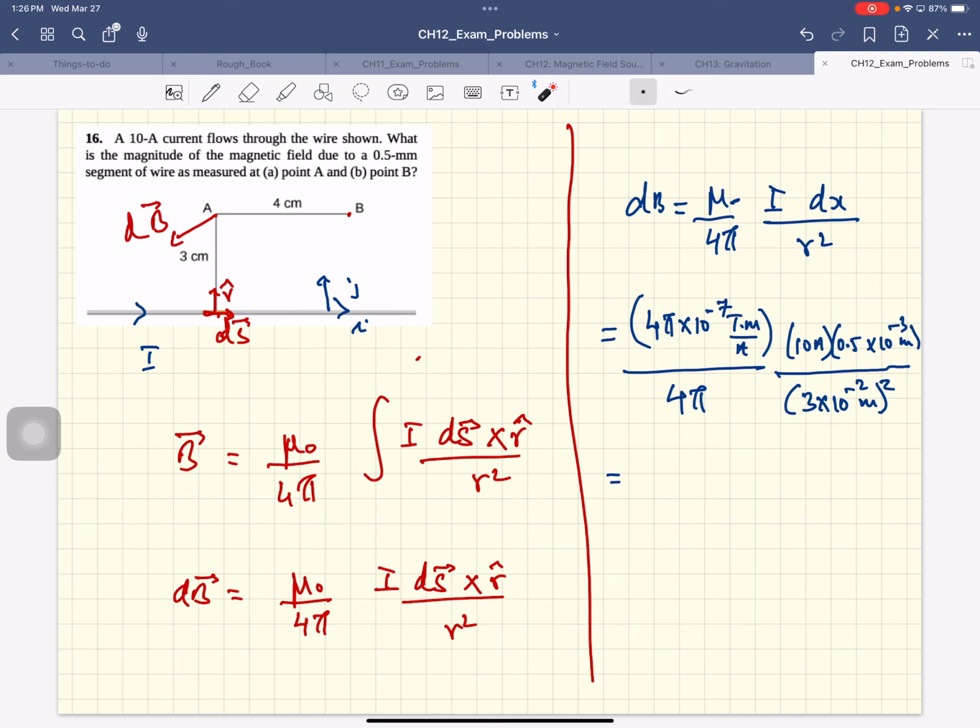Now we'll simplify this. The 4 pi cancels. Let's take care of powers of 10. This is 10 to the minus 7, there's 10 to the minus 3, so that gives you 10 to the minus 1, and with the denominator that makes this 10 to the minus 6. The field will be in Tesla, and that is 10 times 0.5, which is 5, divided by 9. So 5/9 micro Tesla.